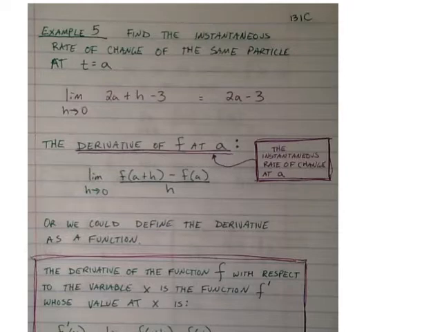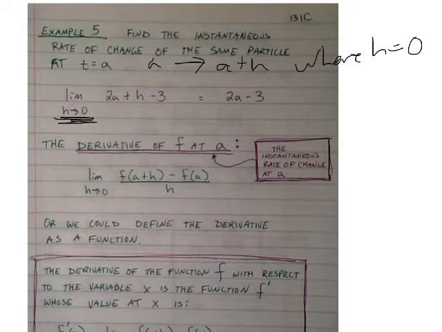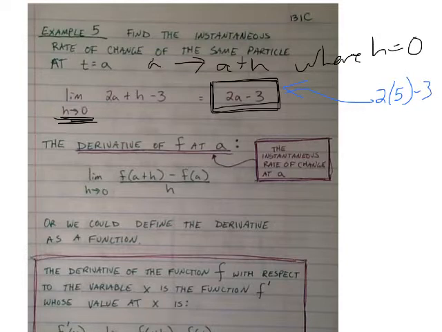Finally, in example 5, this leads us to the instantaneous rate of change of the same particle at time t equals a. Our instantaneous rate of change, we're going from time a to time a plus h, where h was 0. So we're taking our limit as h goes to 0 of that function, and we find this equation can tell us the instantaneous rate of change. If we were interested in time 5, we'd get 10 minus 3 gives us 7, which confirms what we found in our earlier examples.